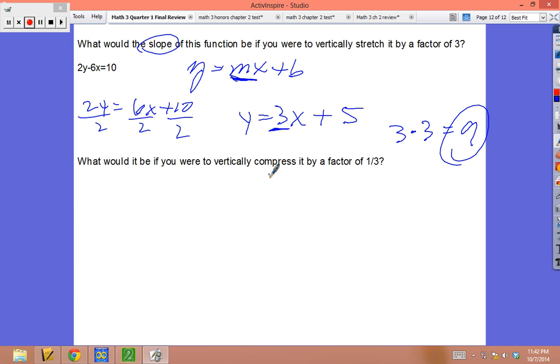Compress it means you're going to shrink it. So if you're going to compress it by a factor of 1/3, 3 times a third, or 3 divided by 3, your new slope would just be 1.